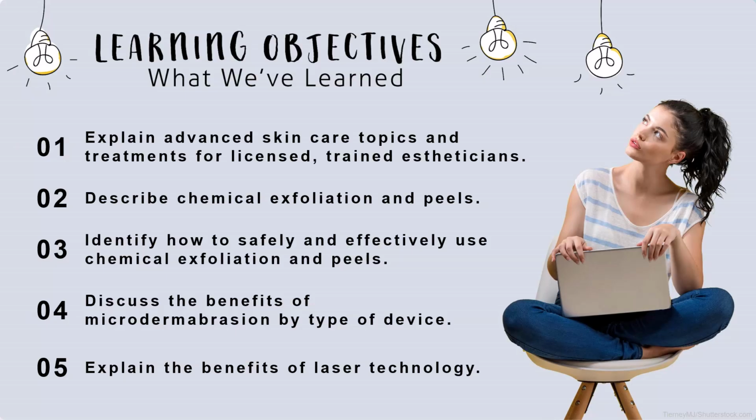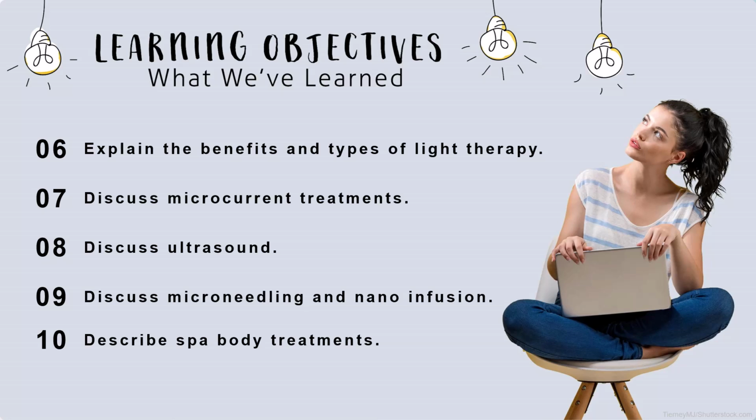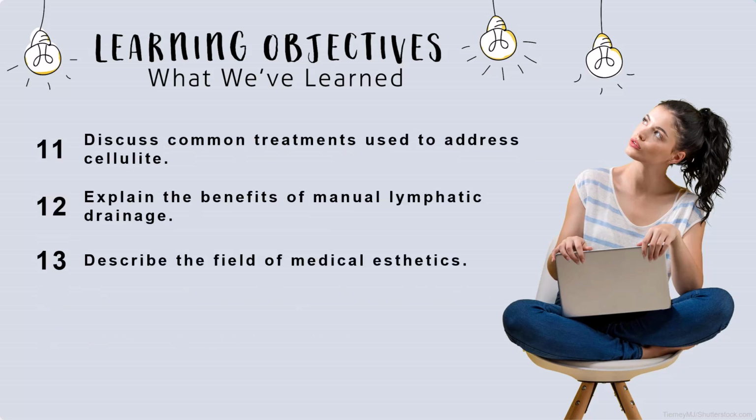So to recap on our learning objectives, we explained advanced skincare topics and treatments for licensed trained estheticians, described chemical exfoliation and peels, identified how to safely and effectively use chemical exfoliation and peels, discussed the benefits of microdermabrasion by type of device, explained the benefits of laser technology, explained the benefits and types of light therapy, discussed microcurrent treatments, discussed ultrasound, discussed microneedling and nanoinfusion, described body treatments, discussed common treatments used to address cellulite, explained the benefits of manual lymphatic drainage, and described the field of medical aesthetics.